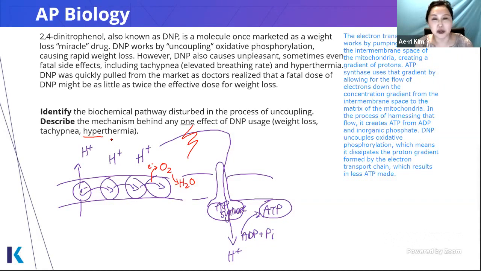So that's essentially what the process is. Hyperthermia is elevated body temperature. The reason why you have an elevated body temperature is because this is an exothermic process. The process of breaking down glucose in the presence of oxygen to produce CO2 and H2O is essentially combustion in your body. Combustion is exothermic. So higher rates of breakdown of macromolecules is always going to generate more energy.